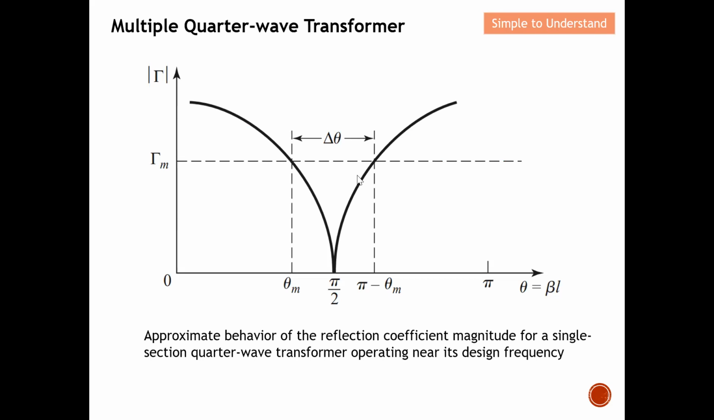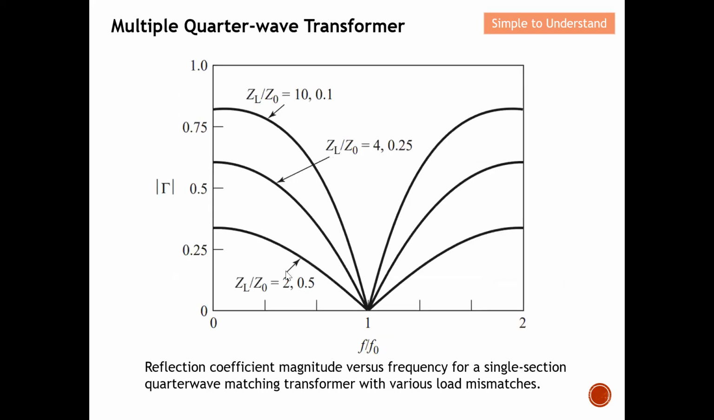So basically, for this bandwidth, they are so-called matched at this frequency, which means that the impedance matching will be matched at this frequency, having the bandwidth from here to here. Then this is actually for a quarter wave transformer. So this diagram shows the approximate behavior of the reflection coefficient magnitude for a single section quarter wave transformer operating near its design frequency. You can see from here that this is considered a pretty narrow bandwidth.